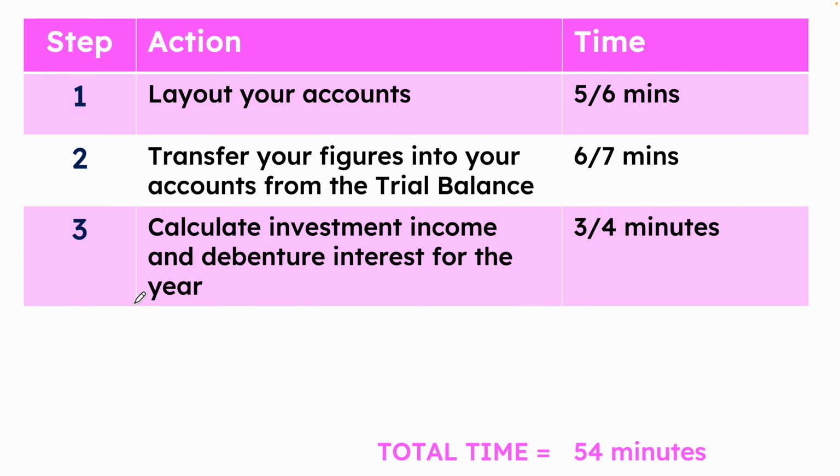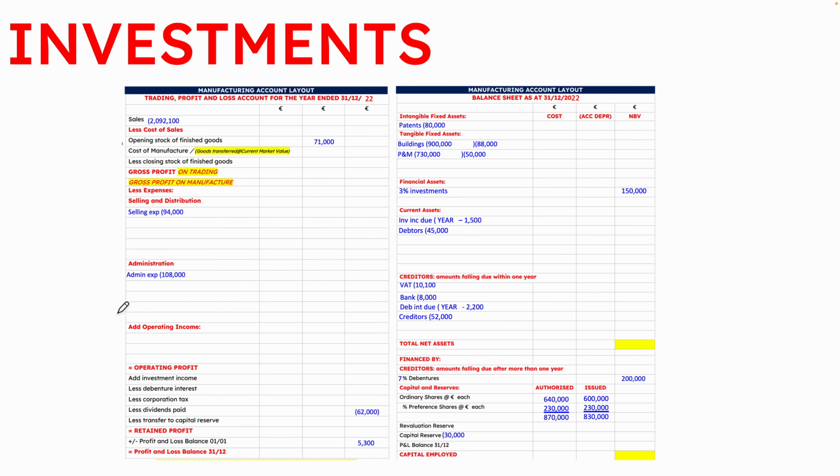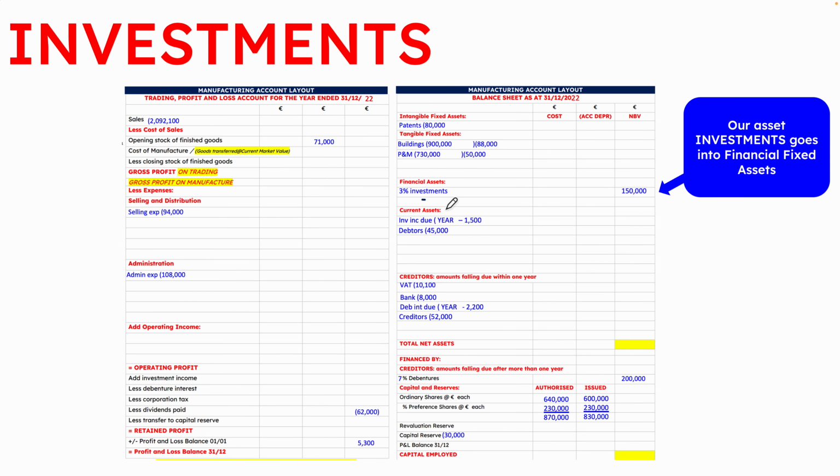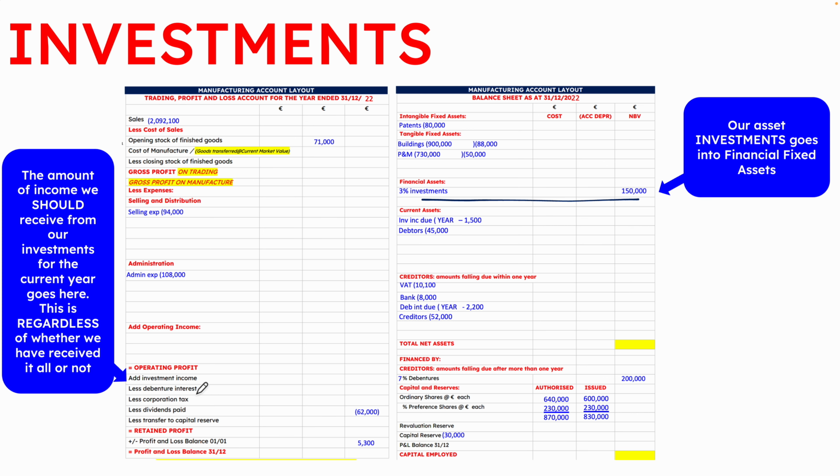Step 3 then, we're going to calculate the investment income and debenture interest for the year, and that will take us 3 or 4 minutes. So just a reminder, how does this all work? So the investments themselves are going to go into the financial assets in the balance sheet. The investment income for the year will go in here. So whatever is due for the current year, so 2022, that is what is going to go in here. And that goes in here even if we have not received it.